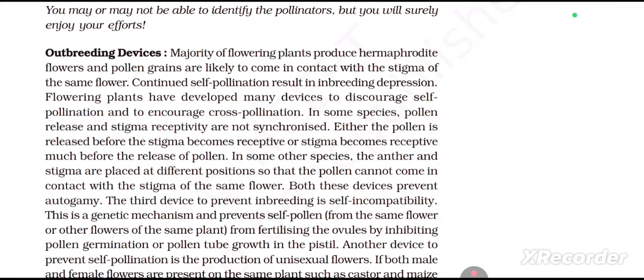In some other species, the anther and stigma are placed at different positions so that the pollen cannot come in contact with the stigma of the same flower. Both these devices prevent autogamy. The third device to prevent inbreeding is self-incompatibility. This is a genetic mechanism and prevents self-pollen from the same flower or the other flowers of the same plant from fertilizing the ovules by inhibiting pollen germination or pollen tube growth in the pistil.